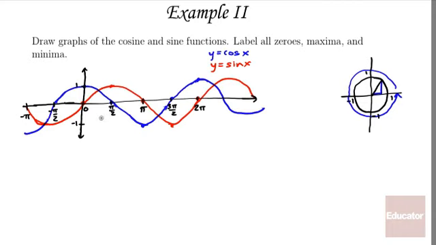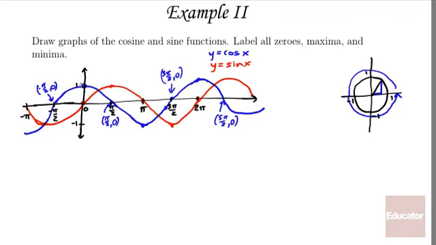This is, on the cosine x, this is pi over 2, 0. That's a 0 right there. There's one right there, 3 pi over 2, 0. And this one, even though I haven't labeled it on the x-axis, is actually 5 pi over 2, 0, because it's pi over 2 beyond 2 pi. Negative pi over 2, 0. So those are the zeros of the cosine graph.